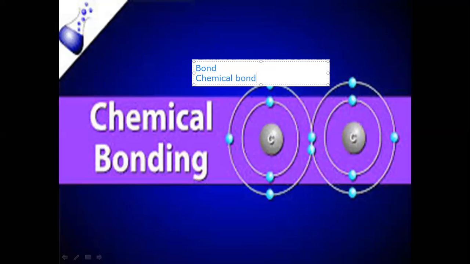So, in this unit, we learn about the Kossel-Lewis approach to chemical bonds, different types of reactions, etc. We will discuss them in this unit.